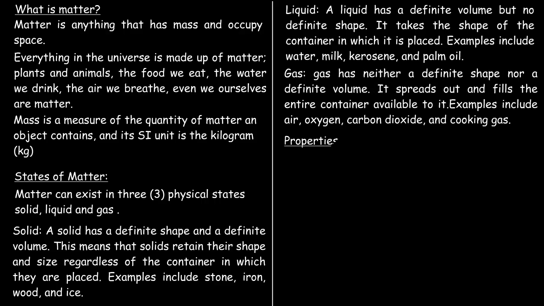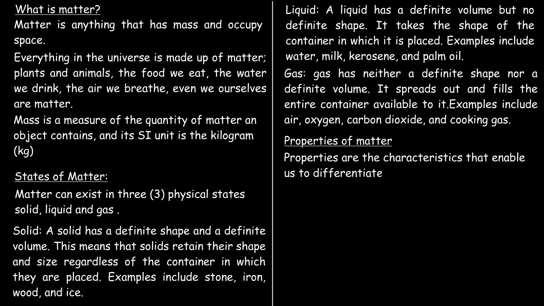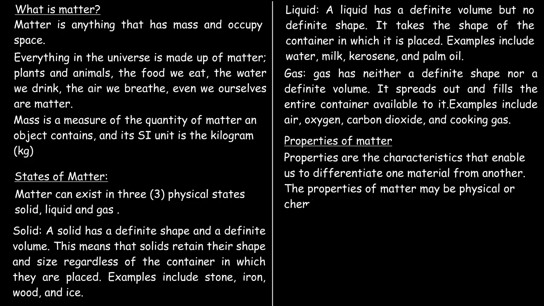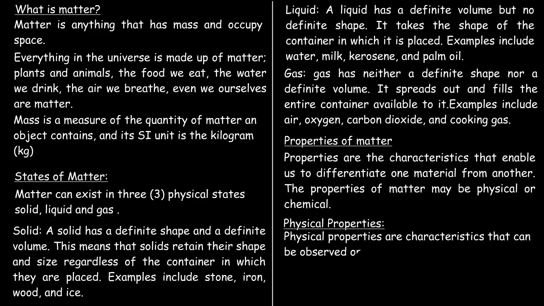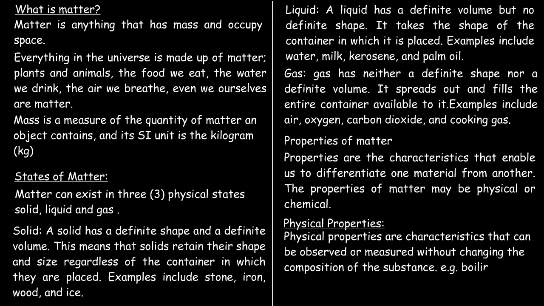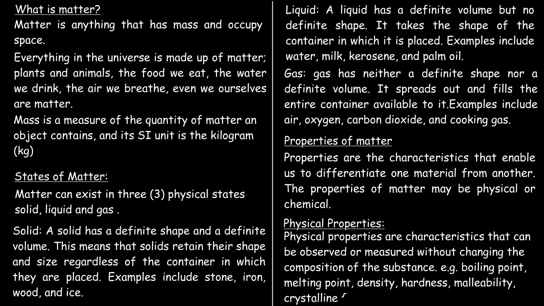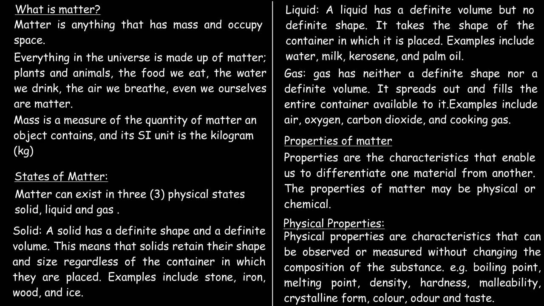Now, what are the properties of matter? Properties are the characteristics that enable us to differentiate one material from another. The properties of matter may be physical or chemical. We'll be treating them one after the other. Physical properties are characteristics that can be observed or measured without changing the composition of the substance, e.g., boiling point, melting point, density, hardness, malleability, crystalline form, color, odor, and taste.